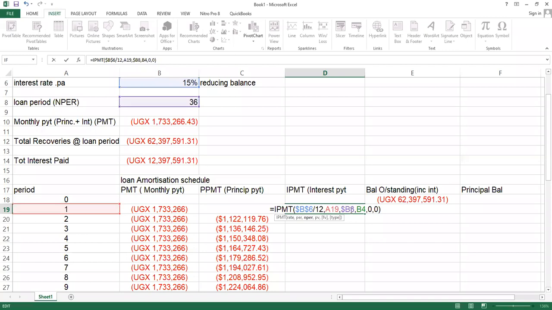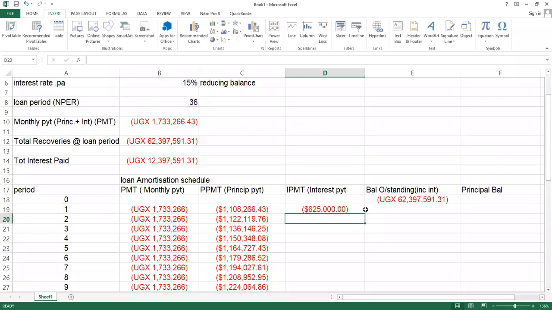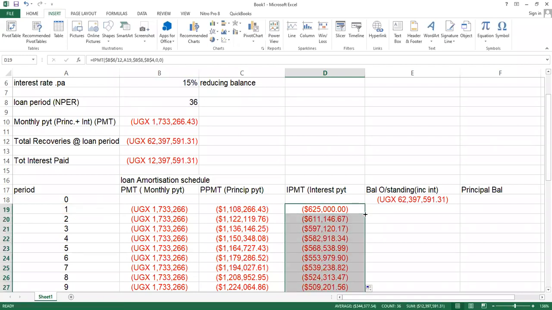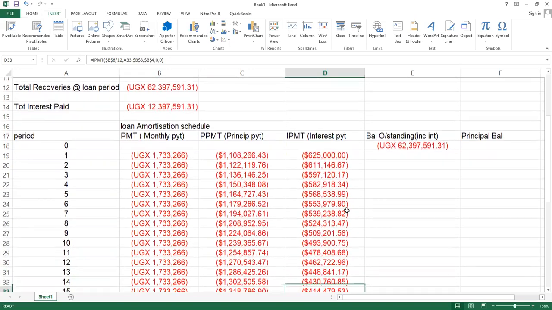Then I also lock here. I lock this. Then I also lock this one. Then I press enter. So now if I scroll down or I right click, you can see the interest for each period. It begins when it is high, and it goes on when it is reducing, okay?